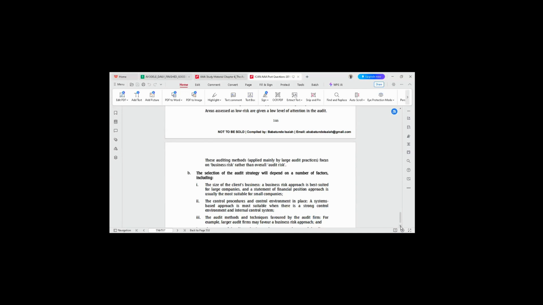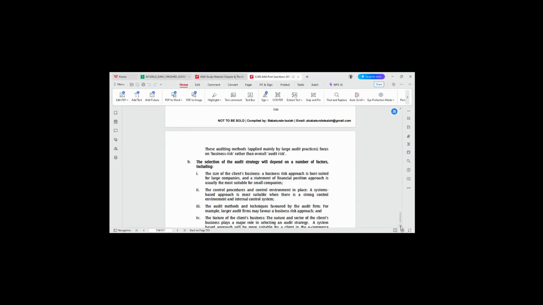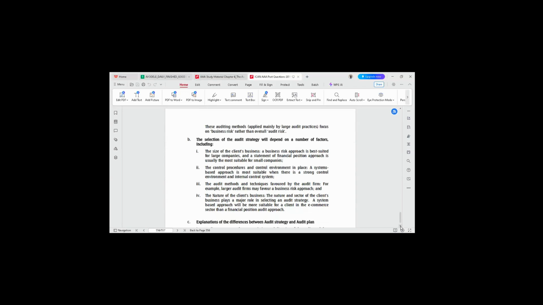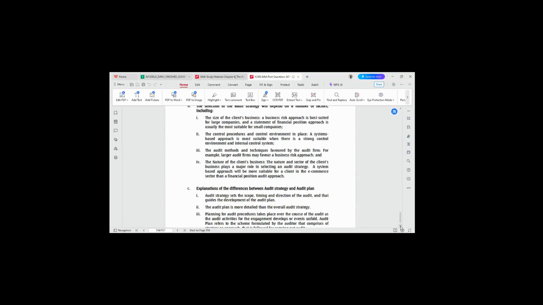Three, the audit method and technique favored by the audit firm. That's another reason. Okay. Four, the nature of the client business and the sector in which the client operates play a major role in selecting an audit strategy. A system-based approach will be more suitable for a client in the e-commerce sector than a financial position audit approach. Okay, these are the last ones.